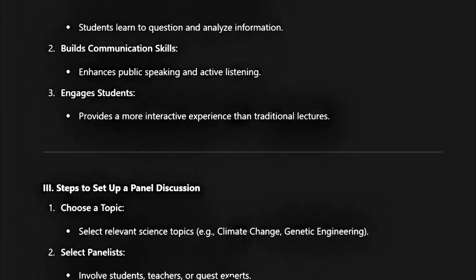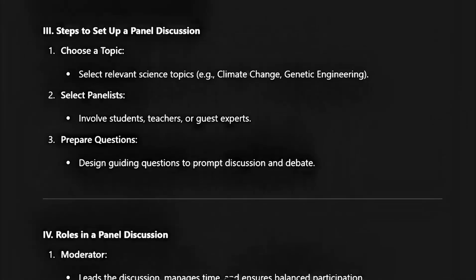Steps to set up a panel discussion. 1. Choose a topic. Select relevant science topics, e.g., climate change, genetic engineering. 2. Select panelists. Involve students, teachers, or guest experts. 3. Prepare questions. Design guiding questions to prompt discussion and debate.